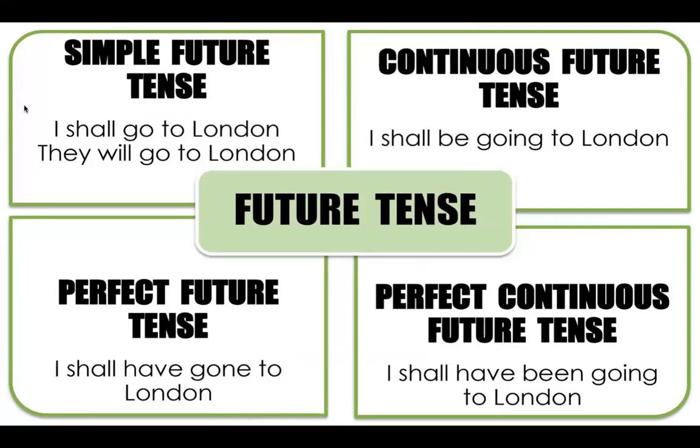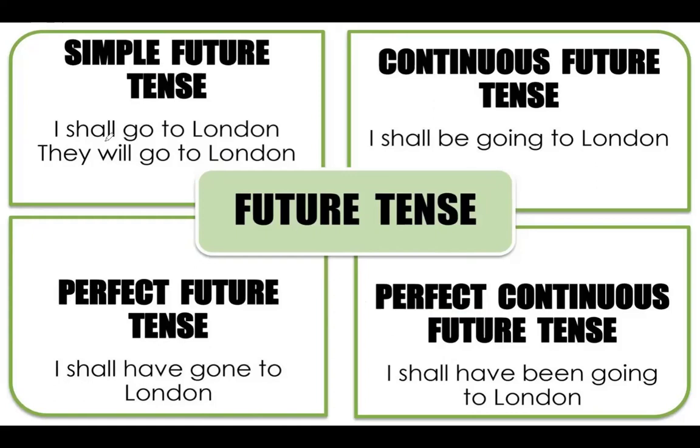Let's go to the topic called simple future tense. When we talk about future tense, what do we draw here? Like other tenses, we have four types of sentences. The first one is simple future tense, the second is future continuous tense, the third is perfect future tense, and the fourth is future perfect continuous tense, right?